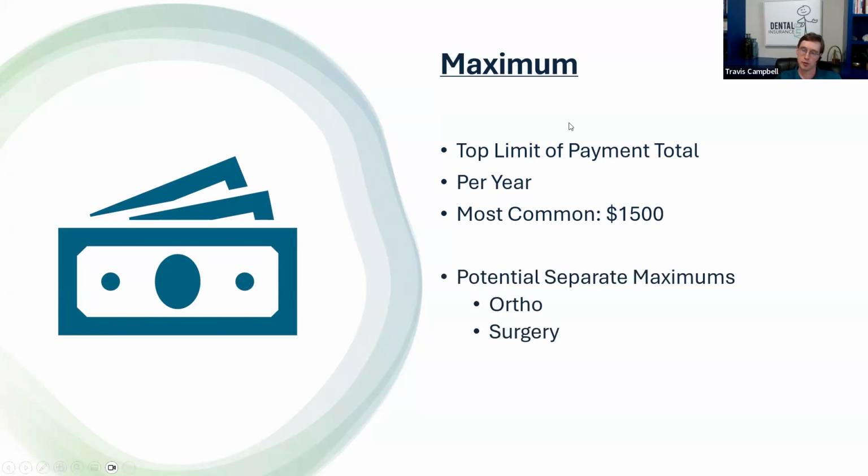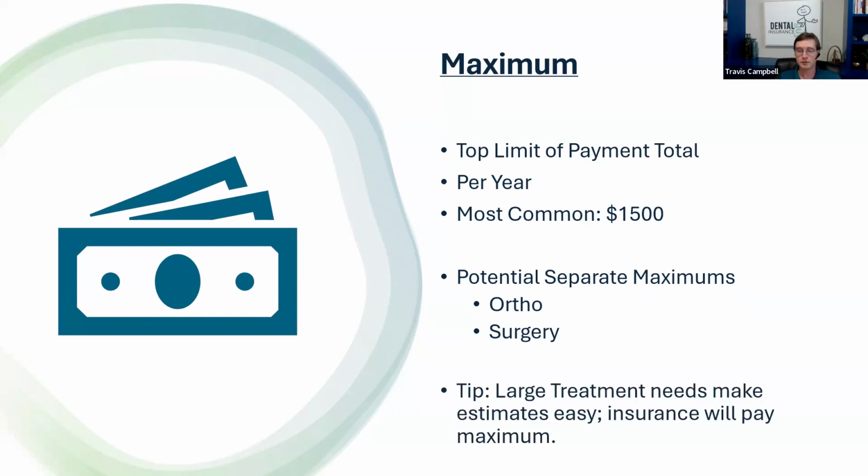Now, another important part is there are potential separate maximums, variations. Orthodontics tends to have a separate maximum almost always. And then occasionally surgery has a separate maximum, meaning you can get their wisdom teeth out, and even though they hit their max on their basic general dental stuff, they still may have a maximum for surgery. So just look at this because we've seen some policies that do that.